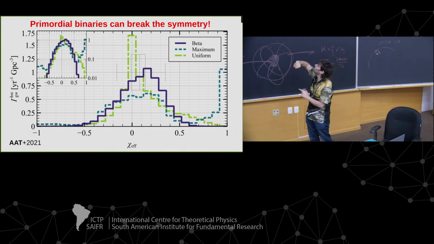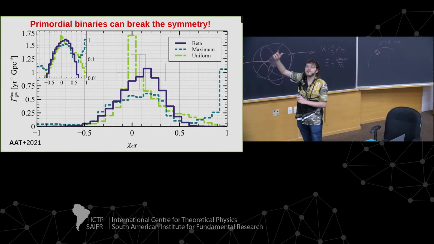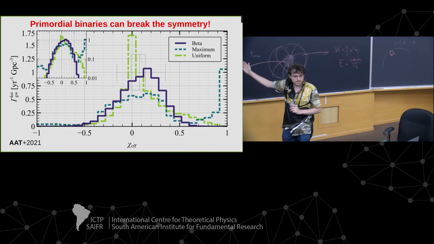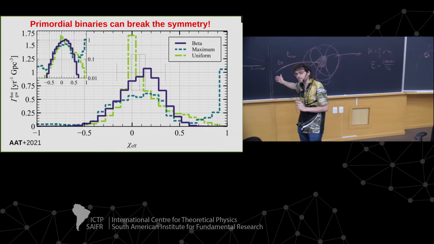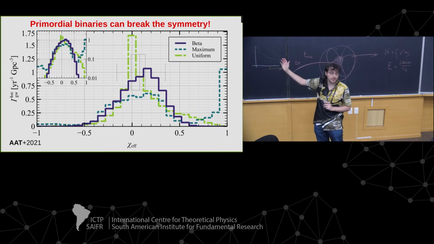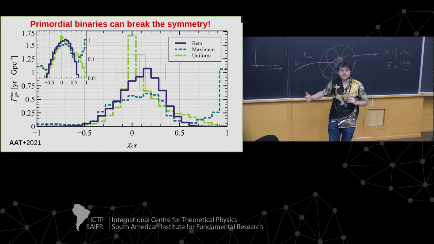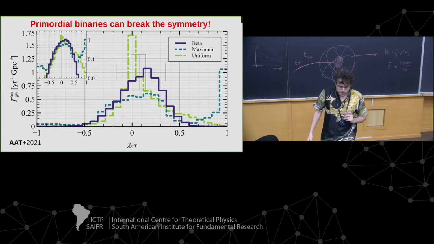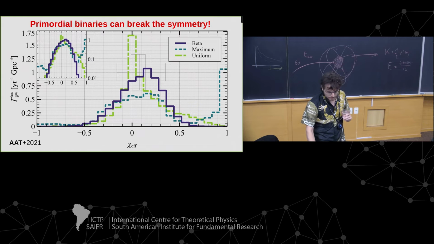So nowadays, there is a chi-effective distribution, which is kind of like a Gaussian centered a little bit above 0. And this is kind of difficult to explain with the pure dynamical channel, because we don't expect any asymmetry in any preferential direction in the spins. Questions?